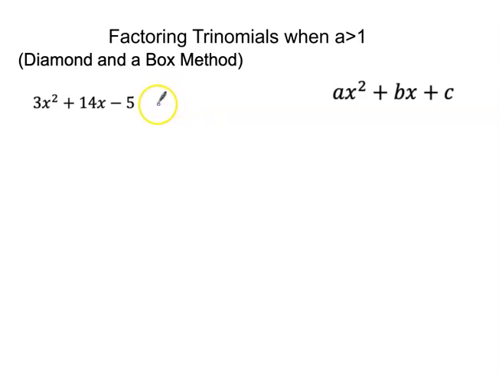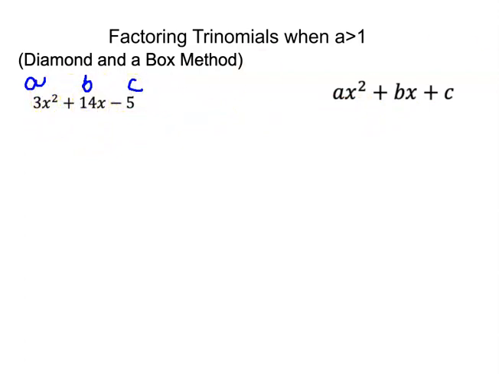Then the second thing you want to do is check whether any of those three terms we can factor out. So notice that over here there is nothing we can factor out. So we're gonna continue with the diamond and box method. The first thing again is we're gonna label A, B, and C. So the coefficients only: 3 is A, plus 14 is B, and negative 5 is C. We're gonna label only the coefficients, not the x.